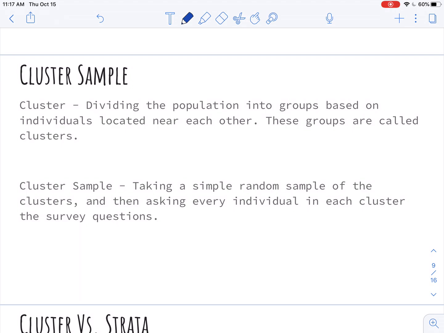So you're not always going to go to the same cluster. You're going to assign each cluster a random number and use a random number generator, or you put each cluster name into a hat and pull out the clusters you want. You're basically conducting a simple random survey, but as opposed to choosing individuals, you're choosing entire groups.